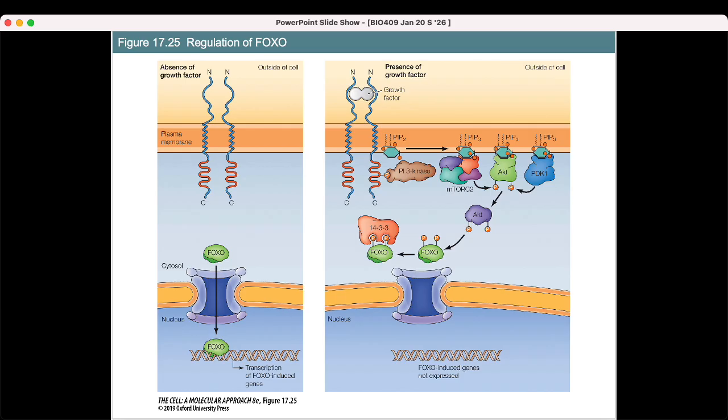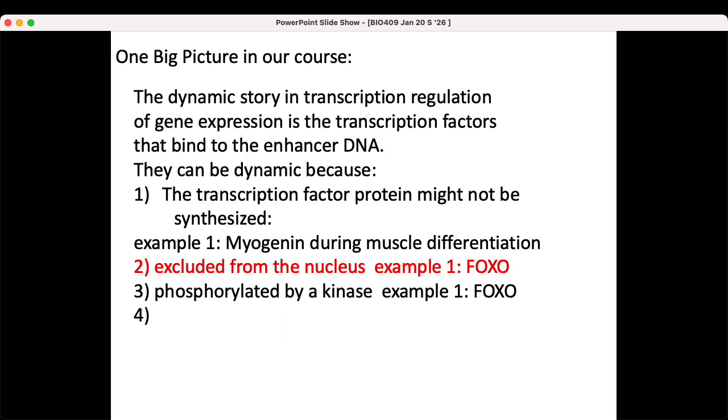The second way is when FOXO is phosphorylated, it gets bound by a protein that stays in the cytoplasm. They say it gets sequestered in the cytoplasm. So those are really two ways to regulate it. They work together, phosphorylation and the protein binding. But we can actually add two different examples using FOXO. One, again, the first example, myogenin, lots of examples of proteins.